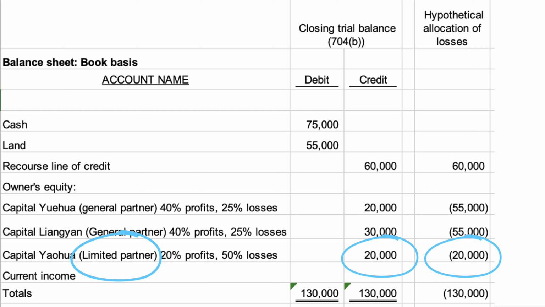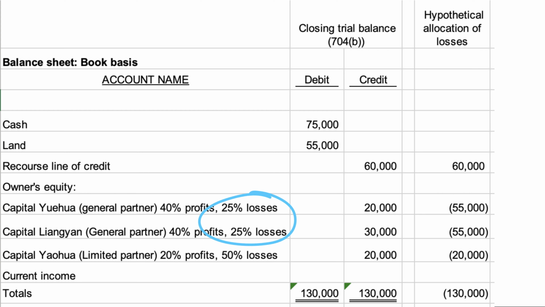So, even though the limited partner has a 50% loss sharing ratio, the limited partner can only be allocated a maximum of $20,000 of the loss. The rest of the loss, $110,000, must be allocated to the general partners. The general partners each have a 25% loss ratio, so their relative proportion of the loss is 50% each. That is why you see 1/2 of the remaining hypothetical loss, or $55,000, allocated to each of the general partners.